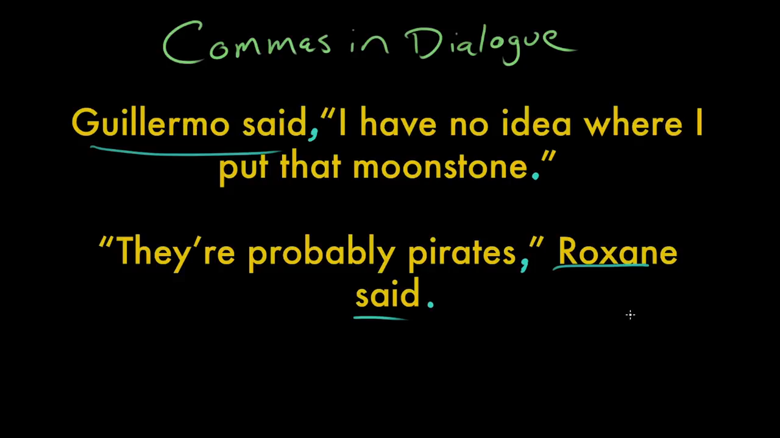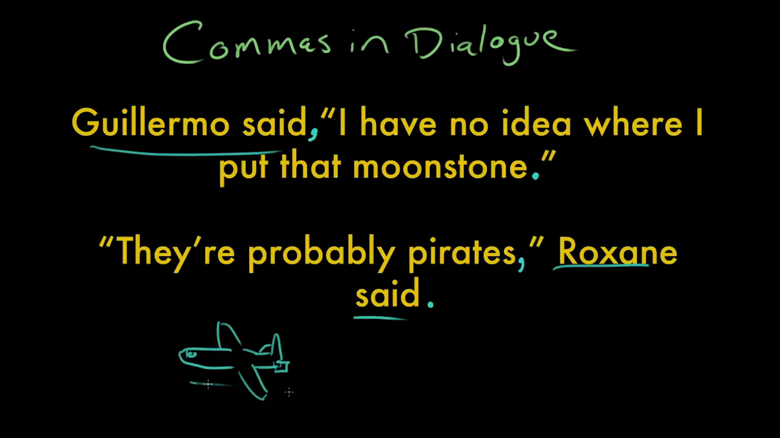In the event that this were a question, however, you would use a question mark. Or if it were an exclamation, you would use an exclamation point. But if it were going to just be a period, you wouldn't do this. You wouldn't say, "They're probably pirates," period, Roxanne said. You would say, "They're probably pirates," comma, Roxanne said. I know that's kind of confusing, but that is the style that we abide by in English.